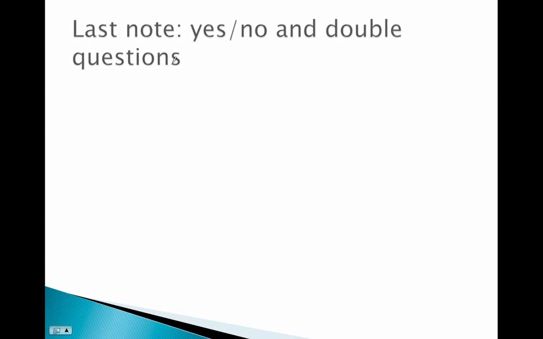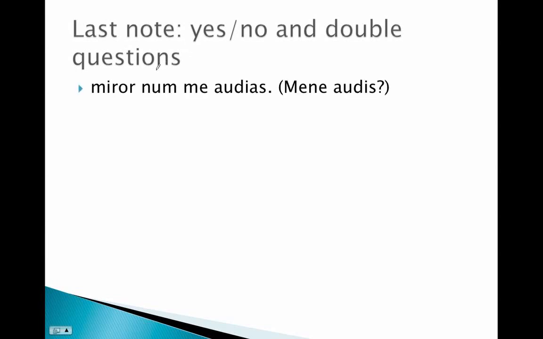Now, one little last note. What do we do if we run into yes-no or double questions? We're going to keep the exact same word order, generally, and just use the subjunctive. Now, a couple of exceptions to this. We can use num to equal ne. That is, num asks a yes-no question in this situation.